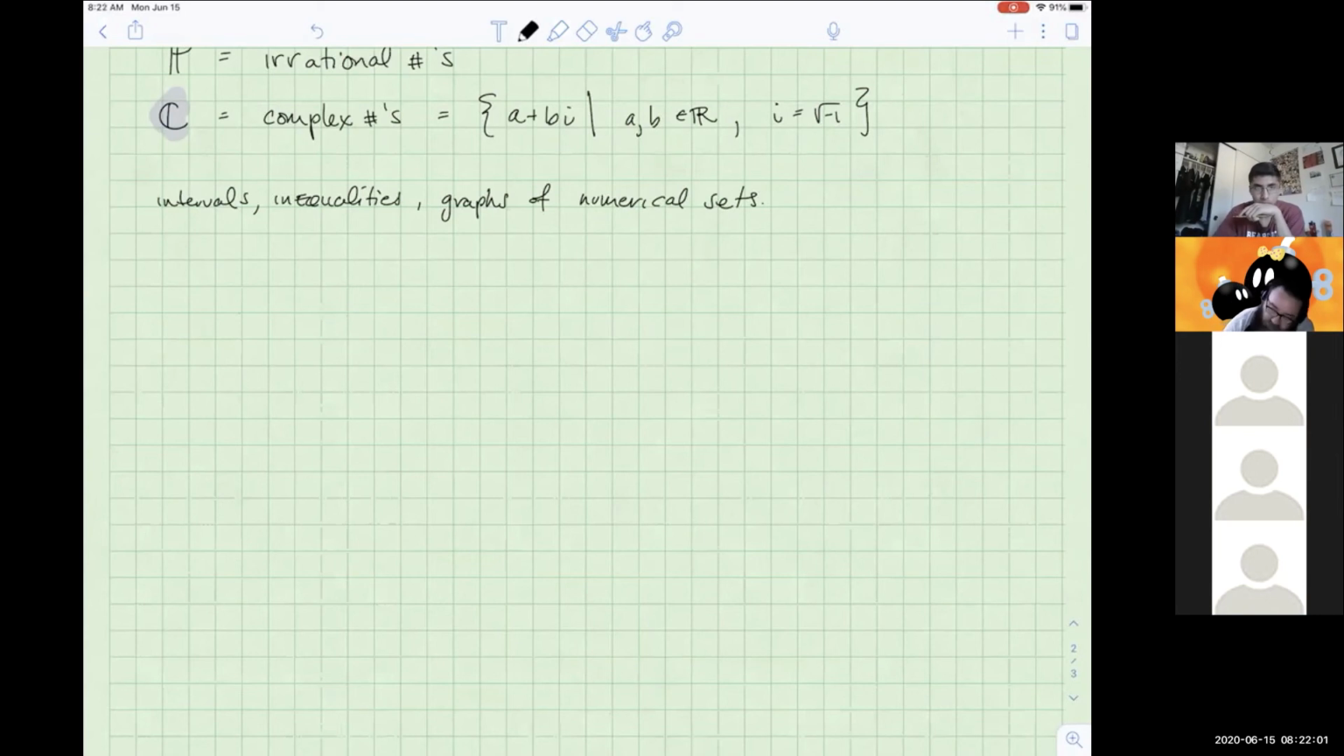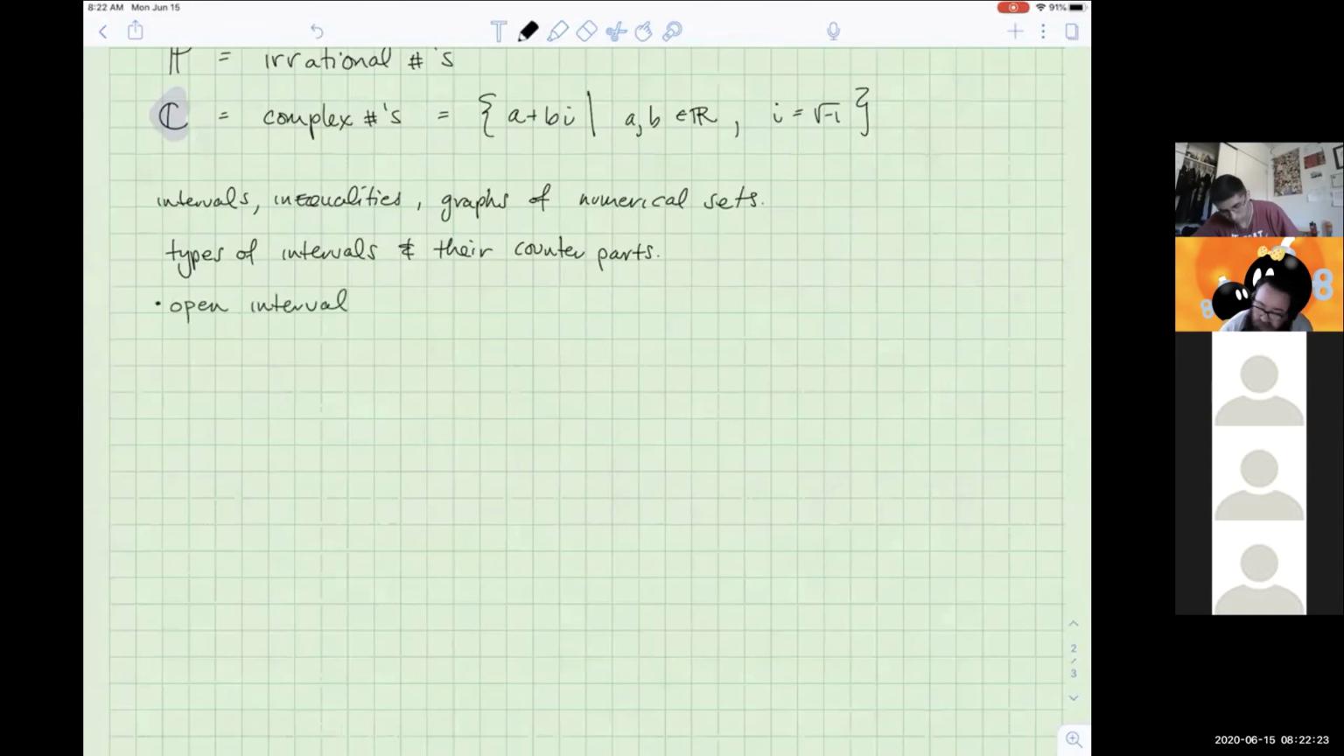The first kind of interval, so types of intervals and their counterparts. So the first type of interval is what's called the open interval. And this is sometimes confused by students with ordered pairs. This is the open interval A to B using parentheses. This is the interval notation.